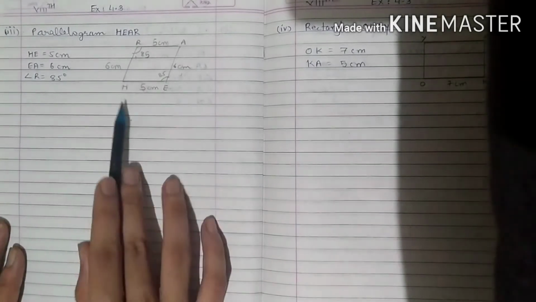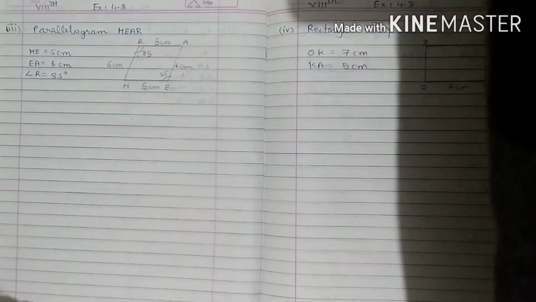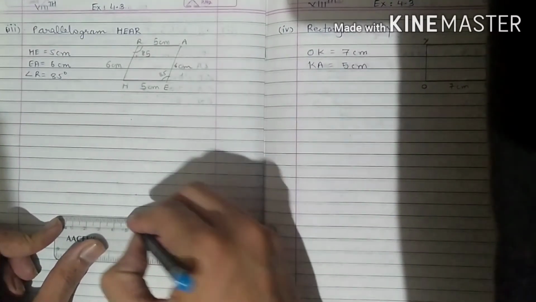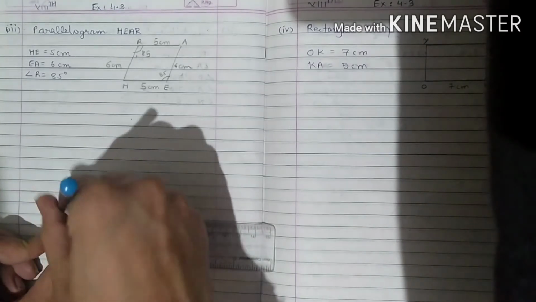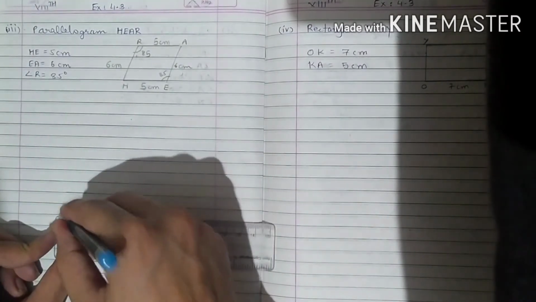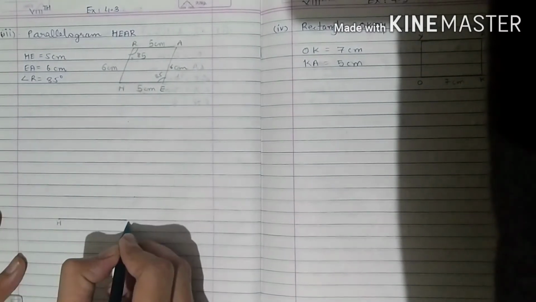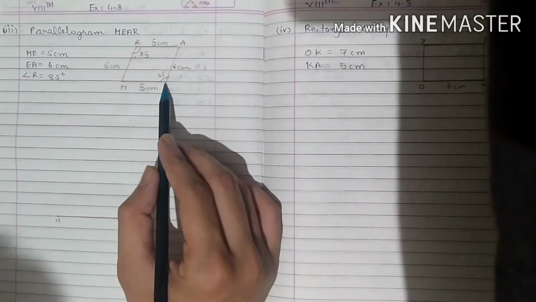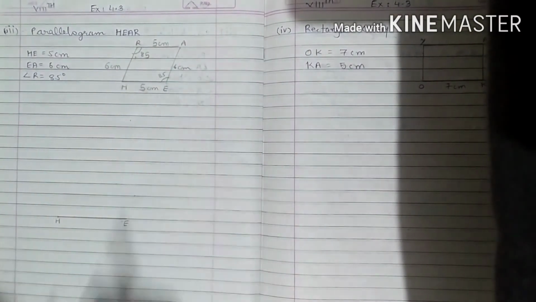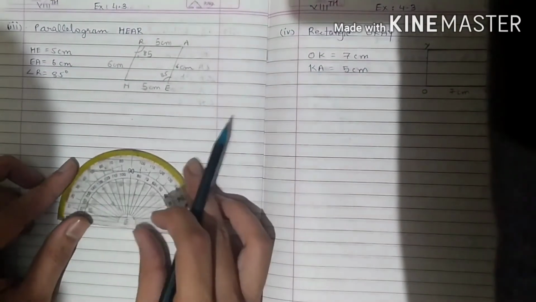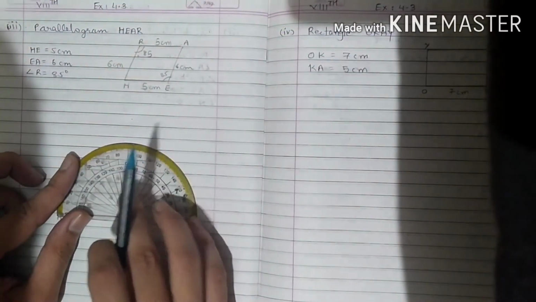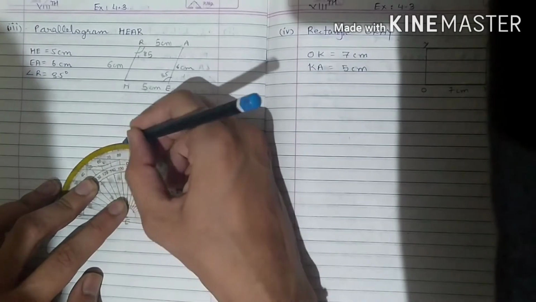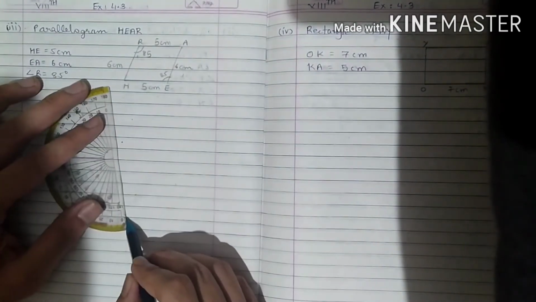So first we will draw this HE, 5 centimeter. Take 5 centimeter on your scale. Draw a line and name it HE. Now we will draw angle E, or point E, as angle 85 with the help of protractor. So draw 85 degree at point E with the help of protractor. Okay, so this is 85.